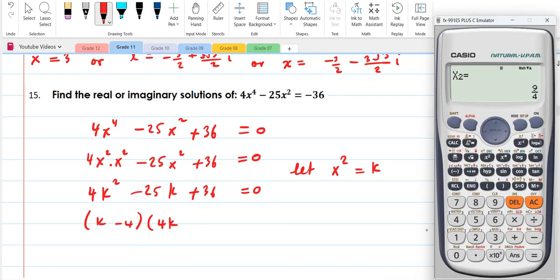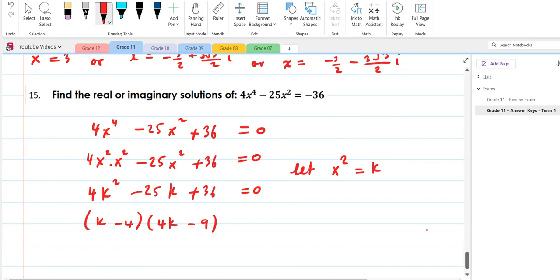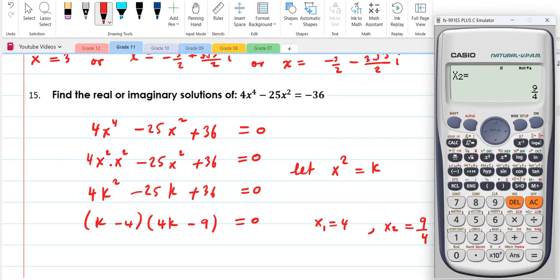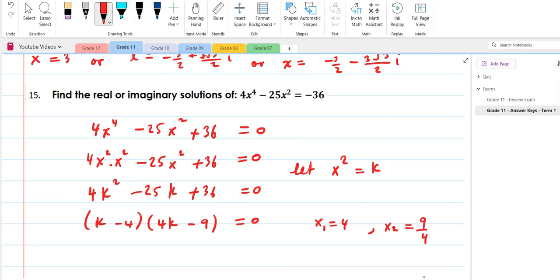4k minus 9. Because we're getting x is equal to 4, we bring the 4 over, you get k minus 4. Don't put x now because you're solving for k. And the second solution says we're getting 9 over 4. That's what it says. Now if you cross multiply, 4 times k2 is 4k2 and bring it over, you get 4k minus 9.